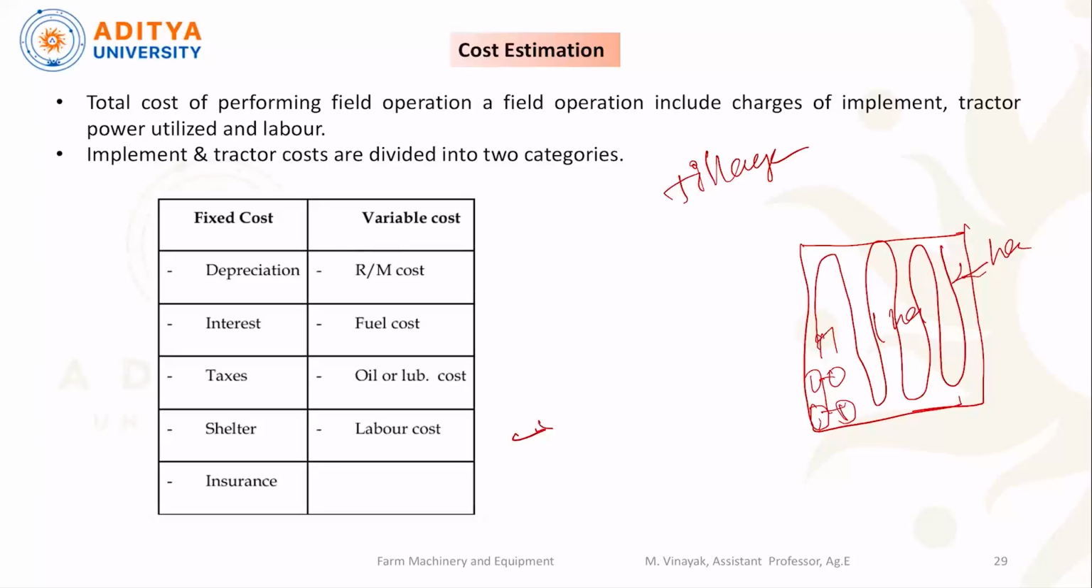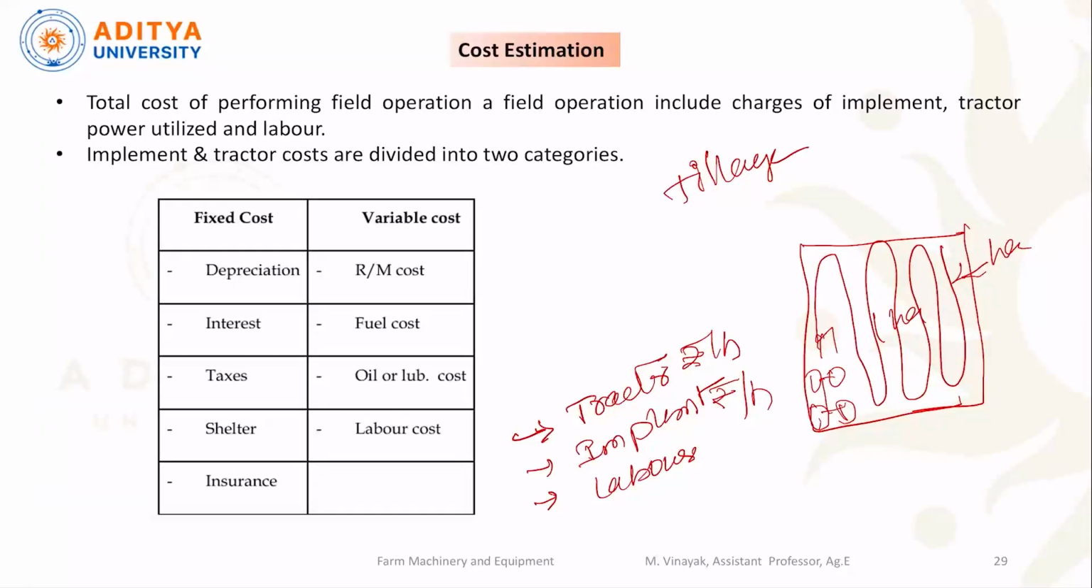So here what type of components are involved? First one, a tractor is involved, second one an implement, and one labor is involved. So per tractor, how much cost is required per hour for 1 hectare? 1 rupee per hour. For operating 1 hectare of land, for 1 hour, how much cost is required? For the implement for 1 hour, how much cost is required? These parameters need to be considered for the cost estimation method.